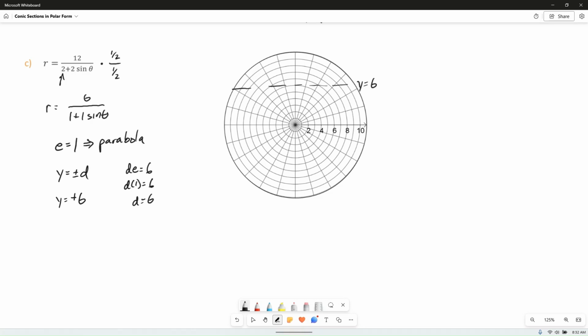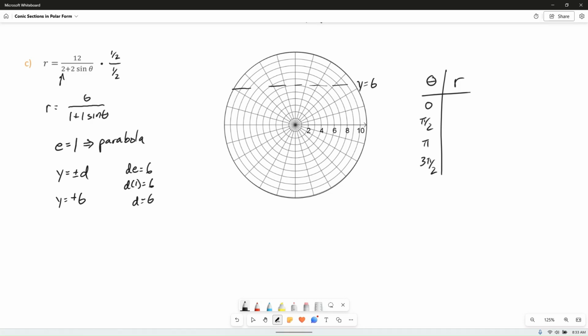To go ahead and graph it though, let's create a theta r table. So theta and r, I'm going to do the exact same values: 0, pi over 2, pi, and then 3 pi over 2. So I can take those 4 values and plug them into the original function, 12 over 2 plus 2 sine theta, or I can put them in the simplified version, 6 over 1 plus sine theta. It doesn't matter, you'll get the same value.